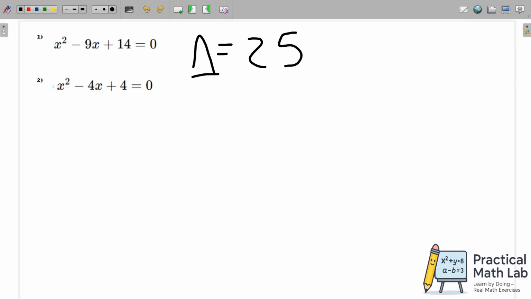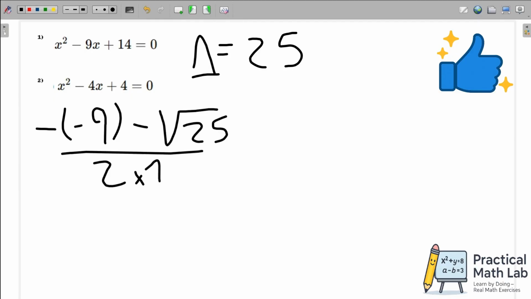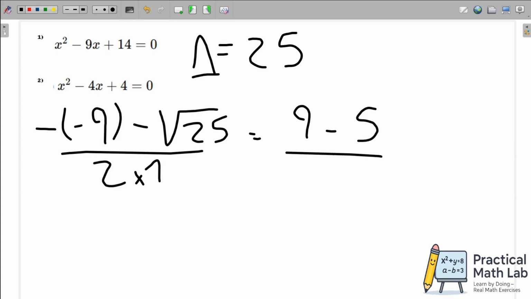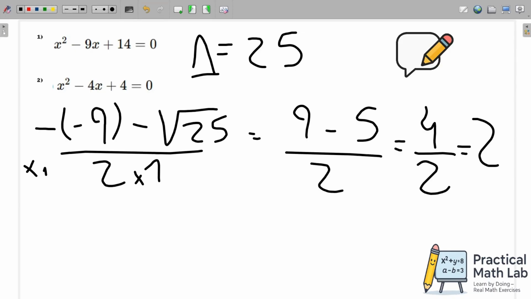Let's apply the formula. Minus b, which is minus negative 9, minus the square root of 25 over 2a, 2 times 1. Minus negative 9, minus with minus is plus, so it's 9, minus the square root of 25 is 5, over 2 times 1, 2. 9 minus 5 equals 4 over 2. 4 divided by 2 is 2. x1 equals 2.